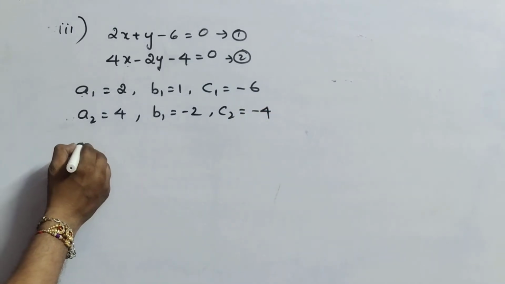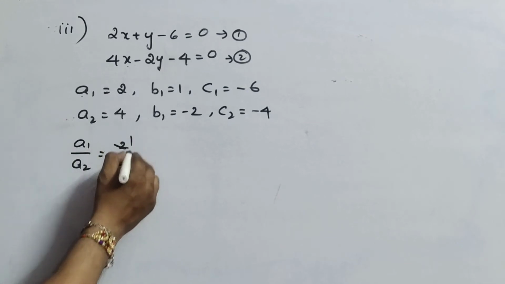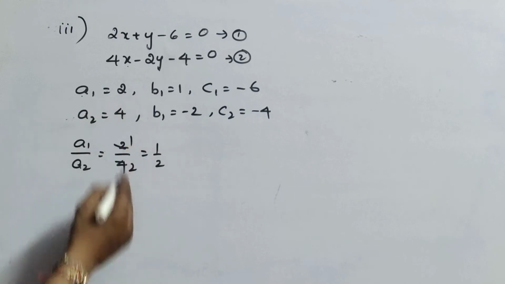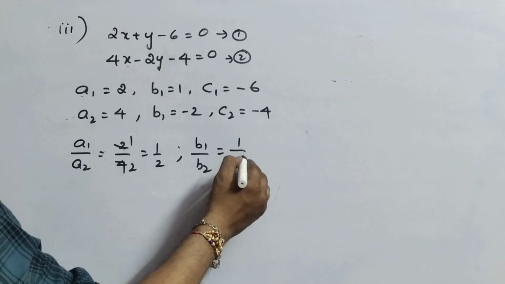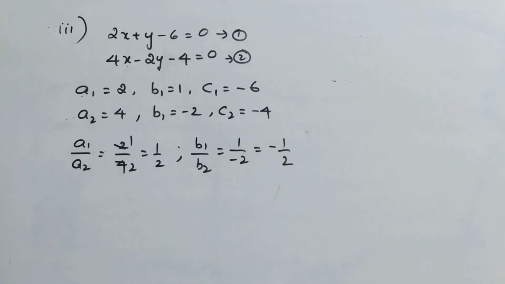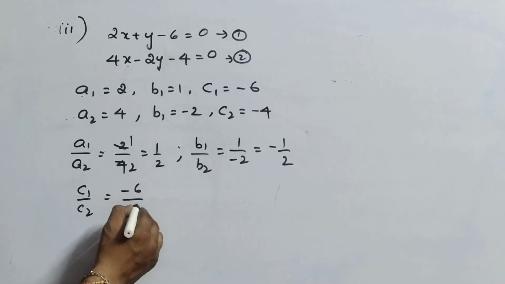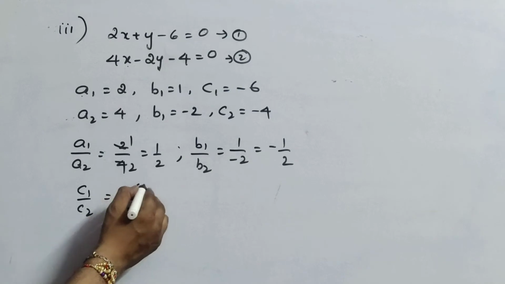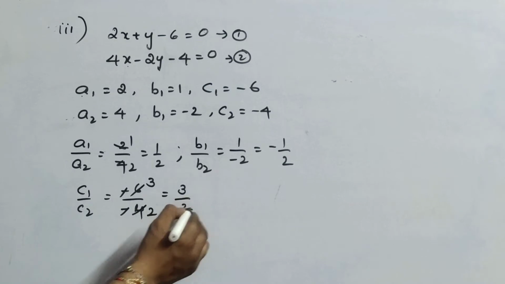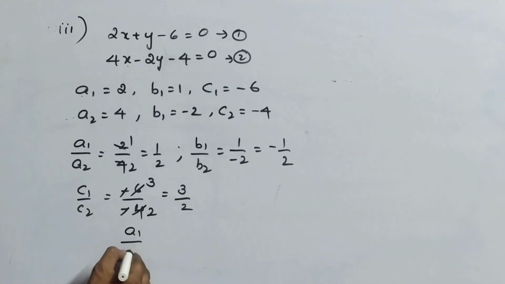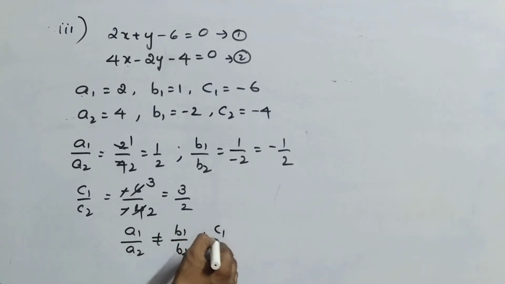Okay, now here a1 by a2, that means 2 by 4 is nothing but 2 ones 2 twos, that is 1 by 2. Okay, whereas b1 by b2 equals 1 by minus 2, that is nothing but minus 1 by 2, and coming to c1 by c2, that is minus 6 by minus 4, so minus minus get cancelled, 2 threes, 2 twos, so 3 by 2. If you clearly observe that a1 by a2 not equals b1 by b2, and c1 by c2 also.